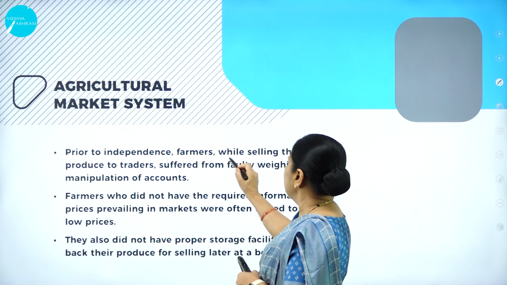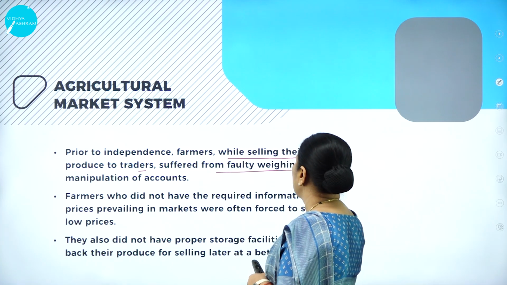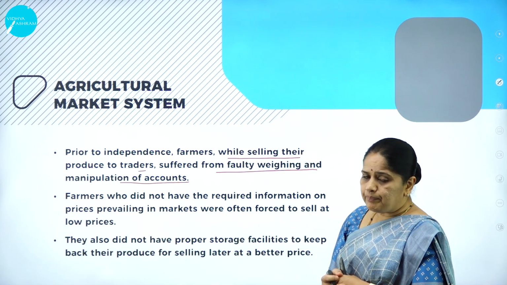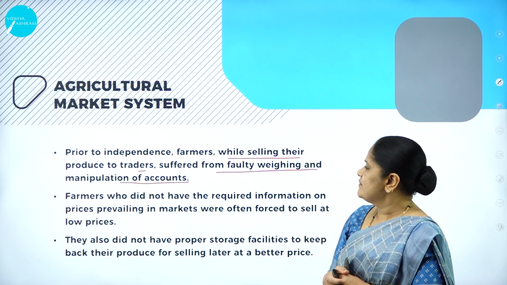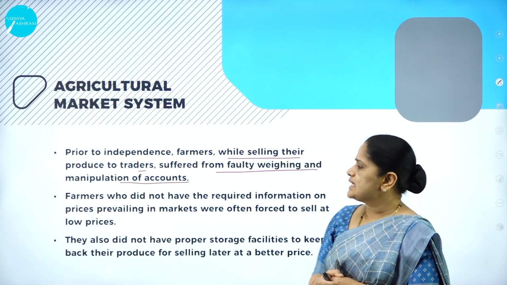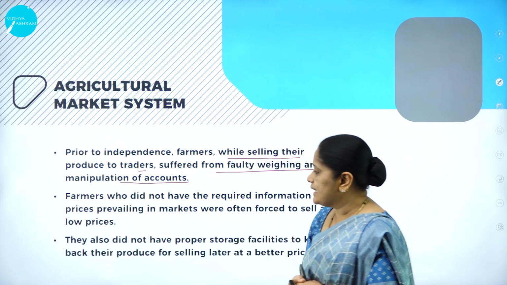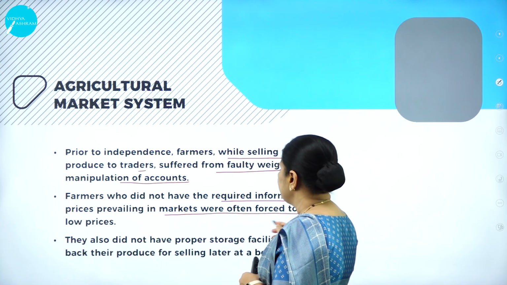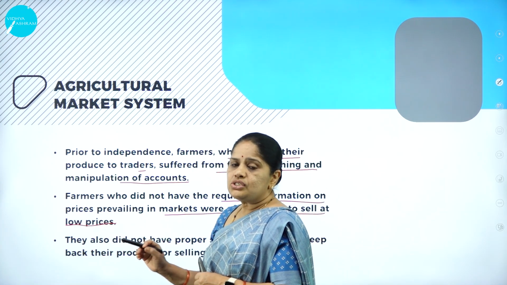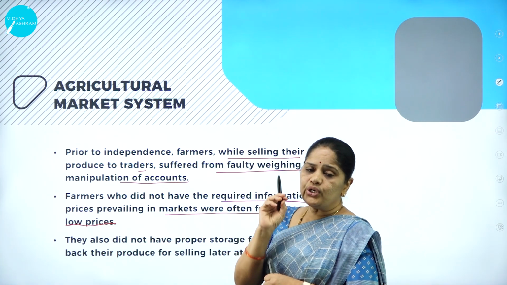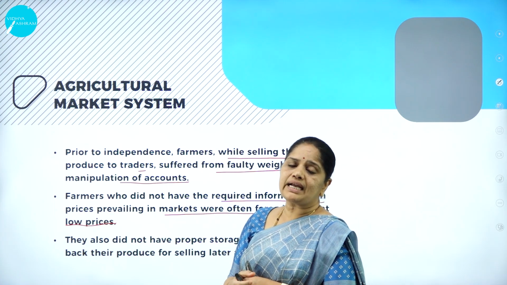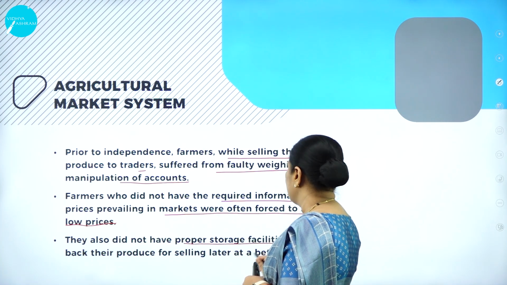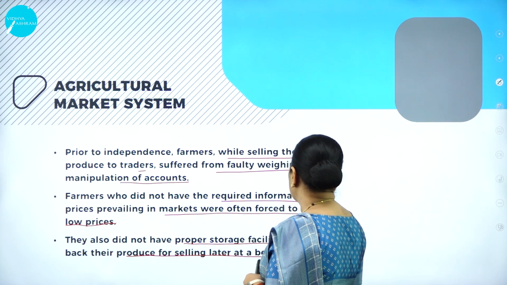Prior to independence, farmers, while selling their produce to traders, suffered from faulty weighing and manipulation of accounts. If you look at the pre-independence period, the farmers were suffering because of faulty weighing scales and manipulation of accounts by the traders. Farmers who did not have the required information on prices prevailing in markets were often forced to sell at lower prices. The farmers did not know the actual prices of the products when they went to sell them. They also did not have proper storage facilities to keep back their produce for selling at a better price.